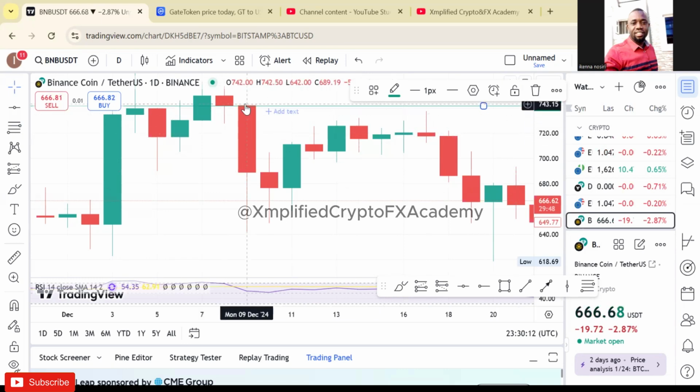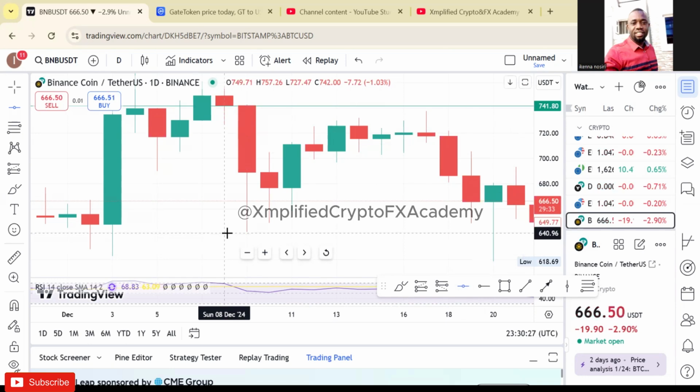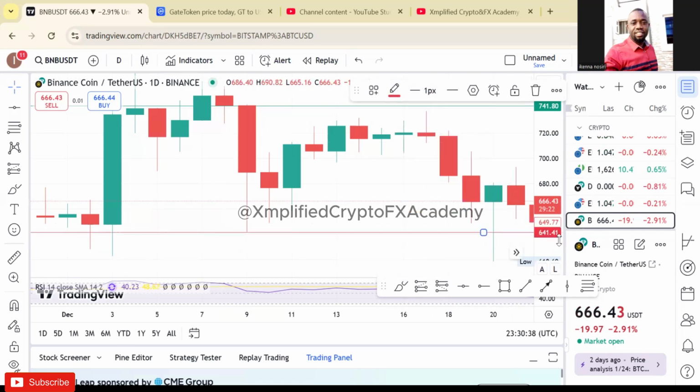But when it opened, people started selling off. That was a massive sell we got here. Let me use red for that. So 641. Imagine the huge amount of sells. Now we got to this point, 641.41.